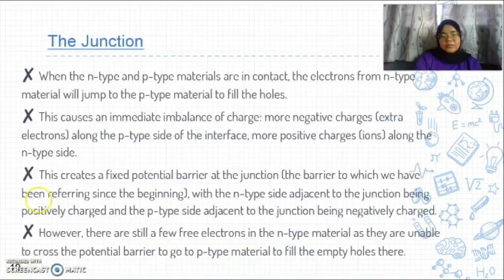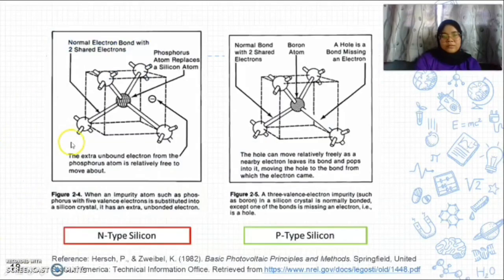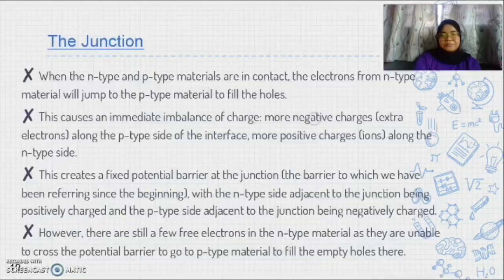Okay, so this is the n-type silicon. If you can see here, there is an extra unbound electron that is free to move around in the crystal lattice. So in p-type silicon, there is a missing electron that forms a hole here, and this hole can also move relatively freely in the crystal lattice.